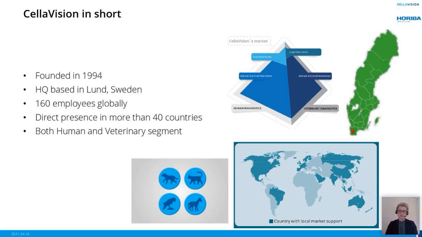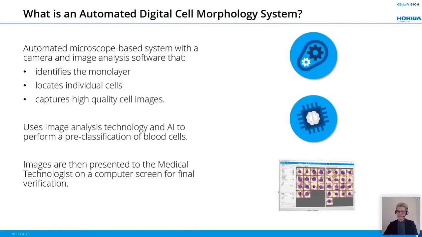And we have two segments when it comes to our products, both human and veterinary, where we have systems that are targeted both towards large laboratories, but also mid-sized and small. And for the veterinary segment, we can do analysis for almost all animals, but we have trained networks for feline, canine, and also avians. So that was a little bit short about who we are. So let's dig into today's lecture.